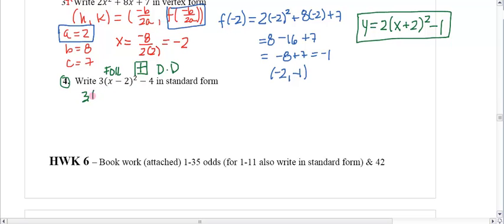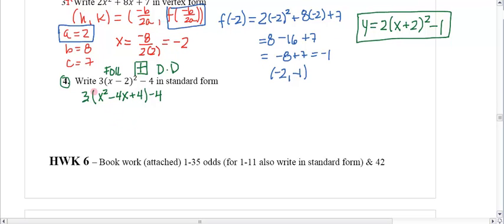So I'm going to write my 3 down. Square binomial says that I'm going to take the first term, it's going to square. I'm going to take the 2 terms, multiply them together, and double it. So that's going to give me 2 times x is 2x, times 2 is going to be 4x, -4x. And then I'm going to square my last term, which is going to be +4. And then I'm going to subtract that 4 that's at the end.